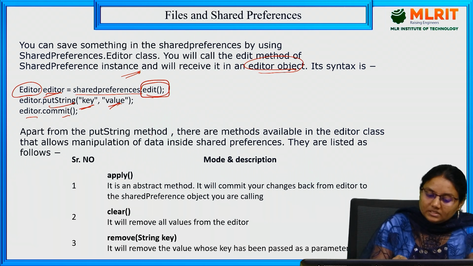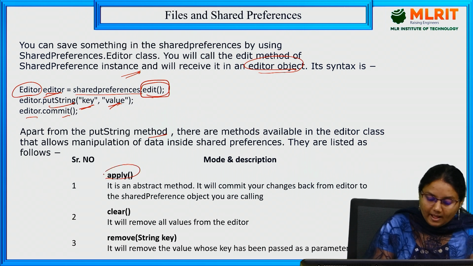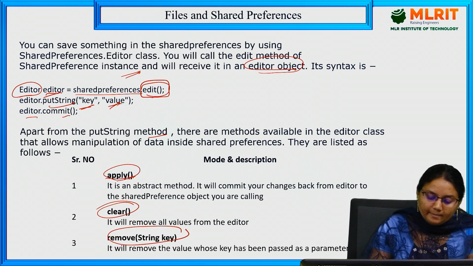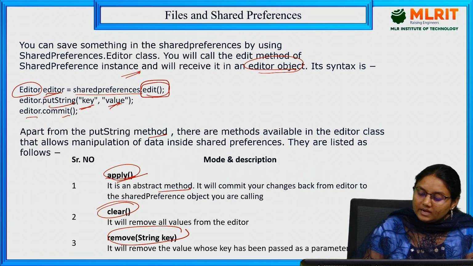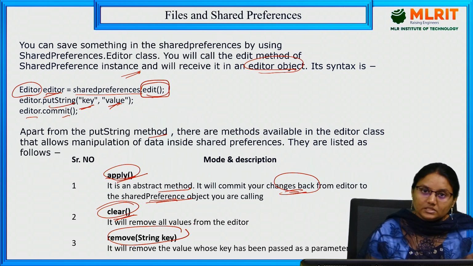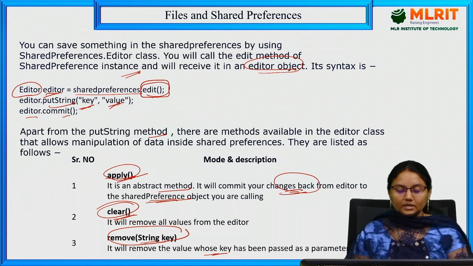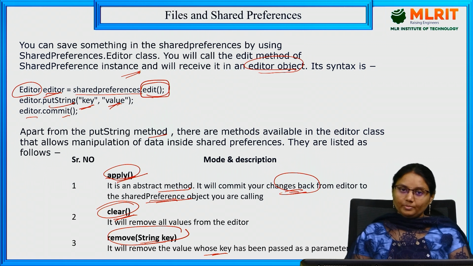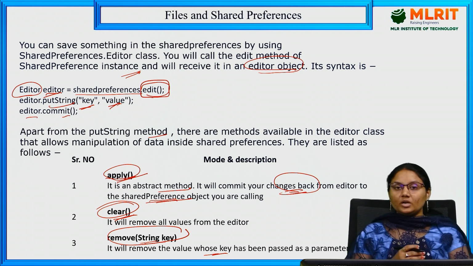Apart from the putString method, there are other methods in the Editor class for doing different manipulations: apply, clear, remove. What is apply? Apply is an abstract method. It will commit your changes back from the editor to the shared preferences object that you are calling. Clear will remove all the values from the editor. Remove(String key) will remove the value whose key has been passed as a parameter, because when you store the data in the form of key value pairs, there are cases where you want to remove them also.